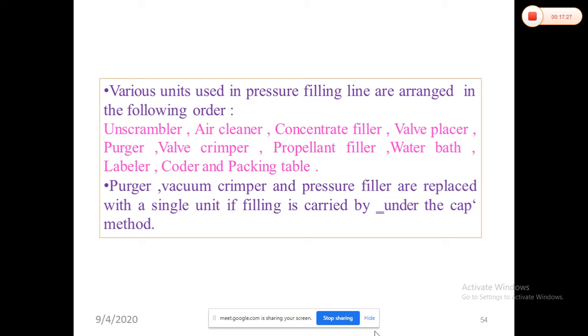So these are the various parts of the aerosol filling machines. I will make one video where I will discuss these different parts. The purger, the vacuum cleaner and the pressure filler can be replaced by a single unit, where filling is carried out under the cap. So once you place the valve, you clean the valve and filling is directly carried out. I will cover this point in a video, where I will discuss the role of each and every part of these machines. Okay, so this is the one method.